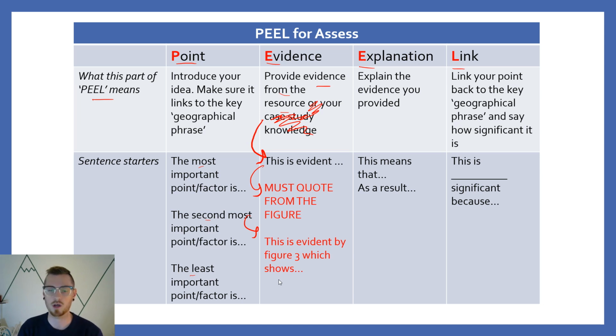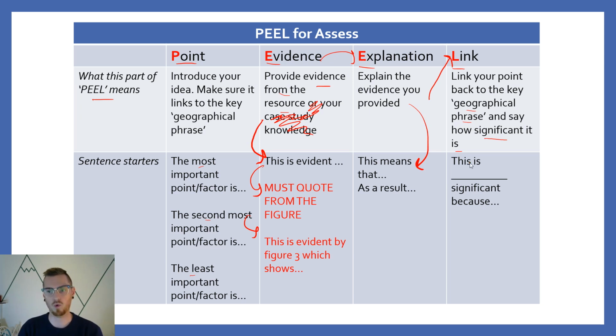Remember, there's so much percentage of this paper, 29 marks is on AO3. Do that. You then go into your explanation, where you're going to use key phrases like this leads to, this means that, as a result, to develop your evidence. And then we're going to link it back into the question, and you're going to link it to the main geographical phrase of the question, and you must say how important or how significant, that's what significance means.